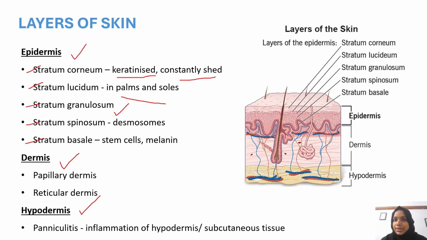Then we have the granulosum layer where we have the keratohyalin granules. Then we have spinosum where there is abundance of desmosomes. Stratum basale, just like we have discussed, is where the new cells are being generated, that is, the stem cells are present in the stratum basale, along with the melanocytes.